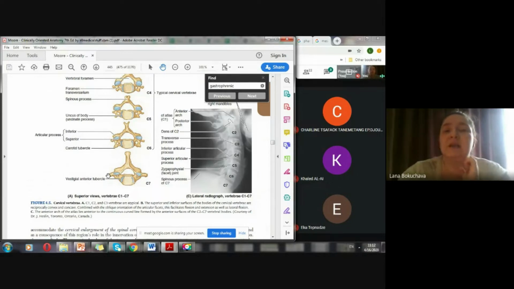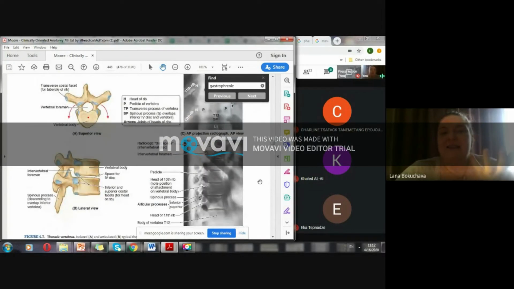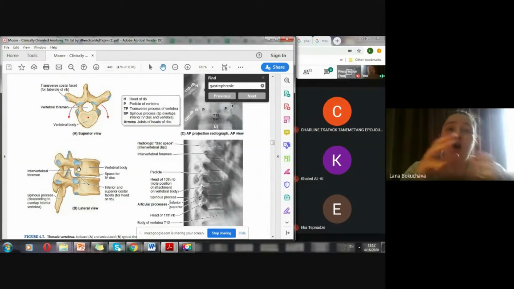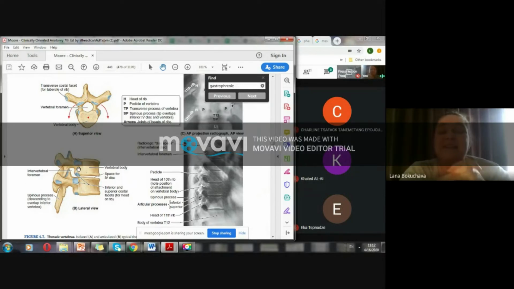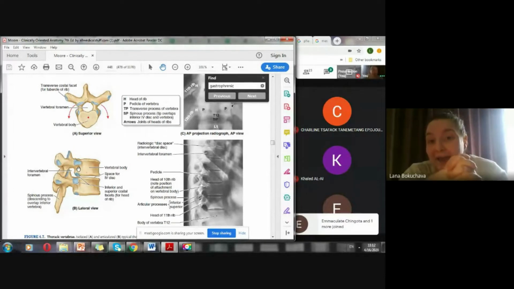In most of the thoracic vertebrae, which you can see here as the typical vertebrae of the thoracic region, we have the demifacets for the articulation of the heads of the ribs. But in the case of T1, as well as T10, T11 and T12, we do not have a classical demifacet. Here we have the whole complete facet for the articulation of the head of the rib.